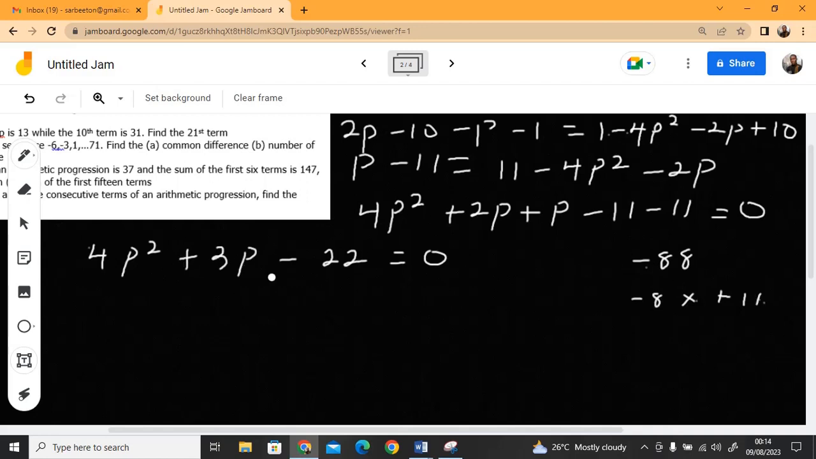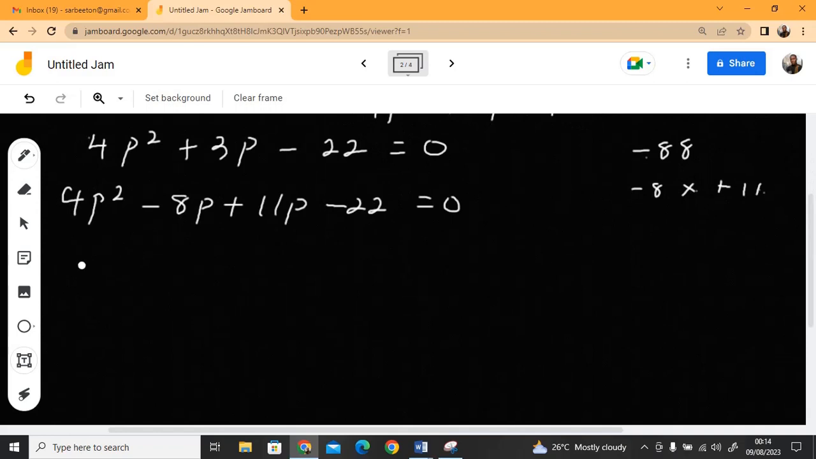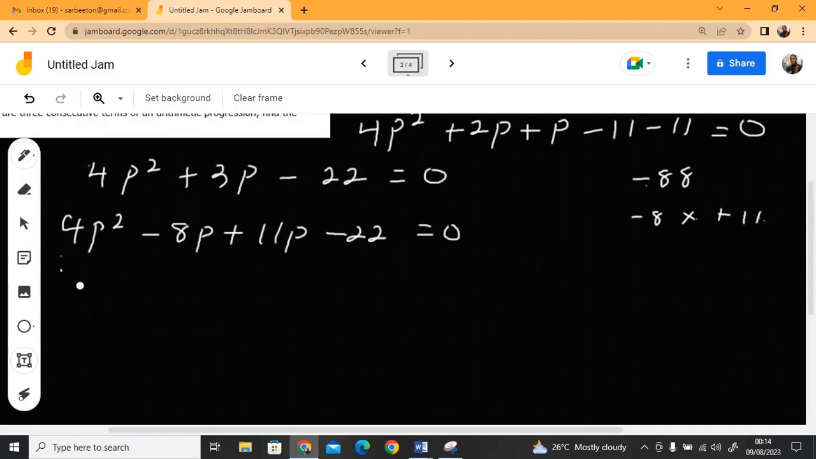So we are going to replace this one with what is there. It's going to be 4p squared minus 8p plus 11p minus 22 equals to 0. You can bring this one to the front, bring this one here, no problem. You still get the same answer. So don't be confused. Now, what is common in this and this? 4. So 4p is common in both of them. So you open a bracket. 4p in this is p. Minus 4 goes in 8 is 2. And p cancels p.